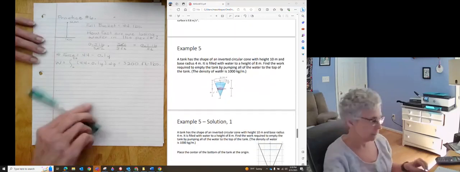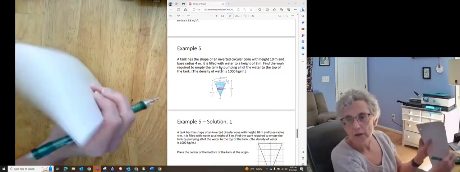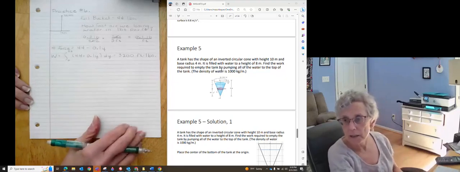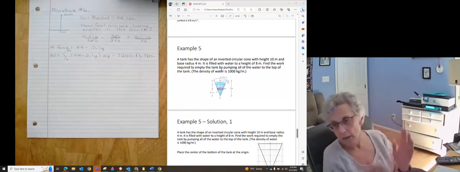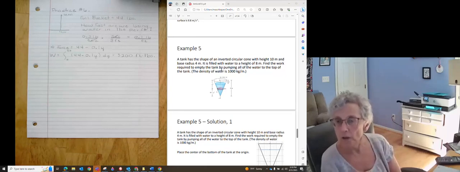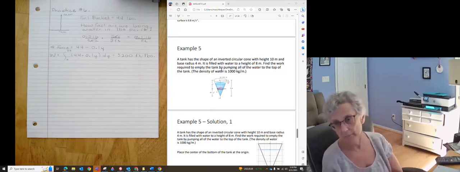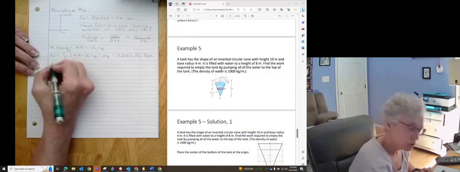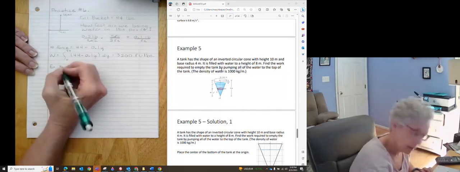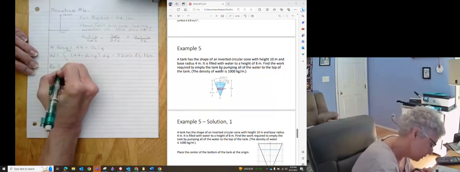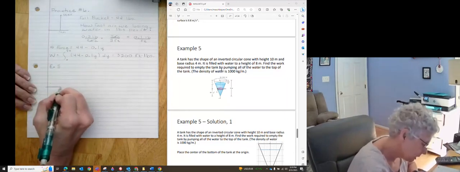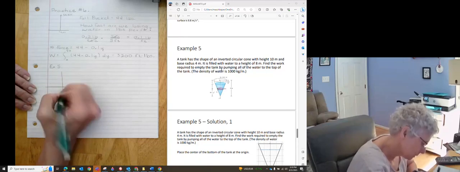Let's look at example 5. A tank has the shape of an inverted circular cone with height 10 meters and base radius 4 meters. So inverted, it's upside down like an ice cream cone. It's filled with water to a height of 8 meters. We want to find the work required to empty the tank by pumping all the water to the top of the tank. So first thing I do is draw myself a triangle, because the side of a cone looks like a triangle. Example 5. I'm going to put the center of the bottom of my tank at the origin.